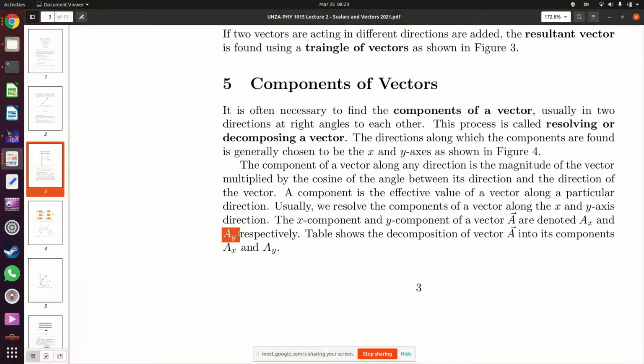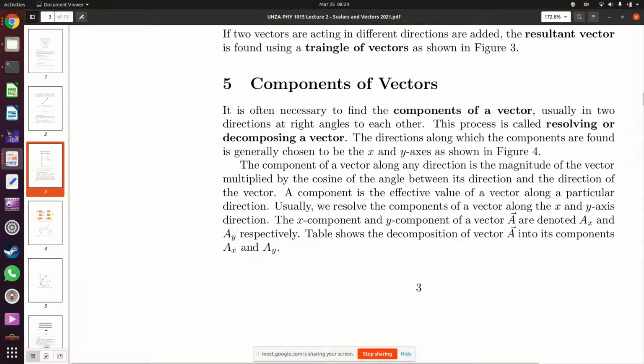A component of a vector is how much a vector is along a particular direction which you are interested in. We are only interested in two directions, the x-axis and the y-axis. How much a particular vector A is along the x-axis, that's what we write like this, Ax, A being the name of the vector, then x the direction, and along the y-axis we write Ay, A being the vector, then y being the direction.